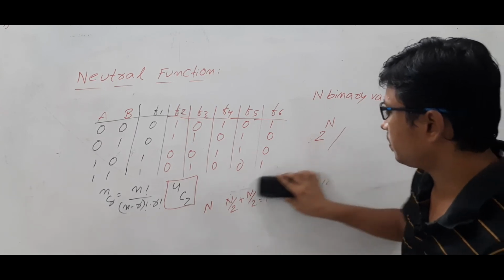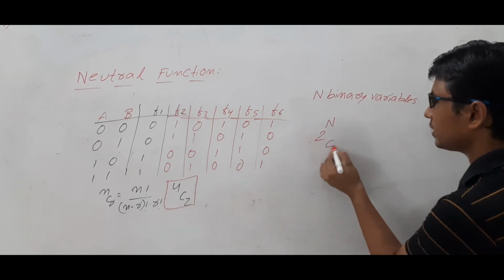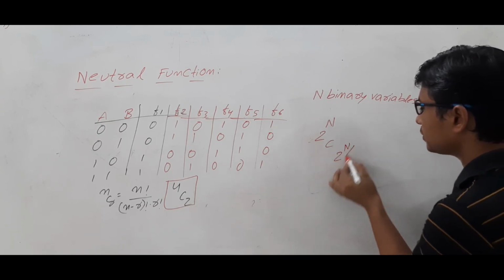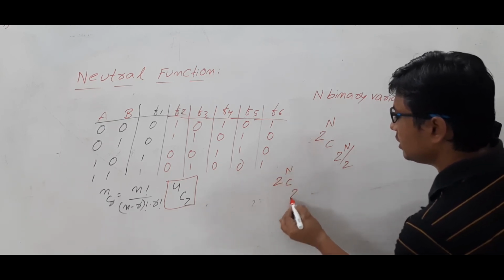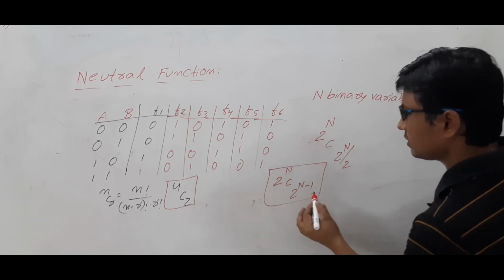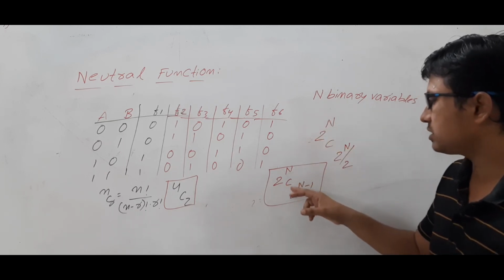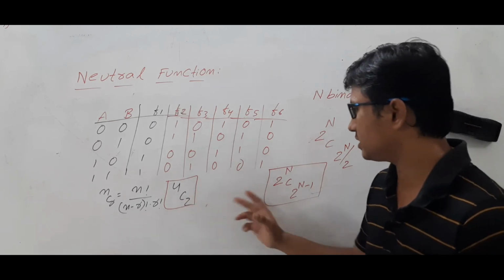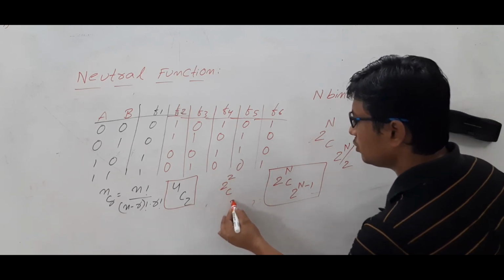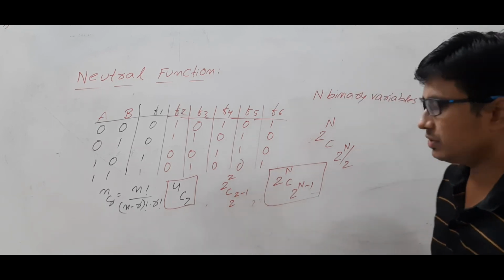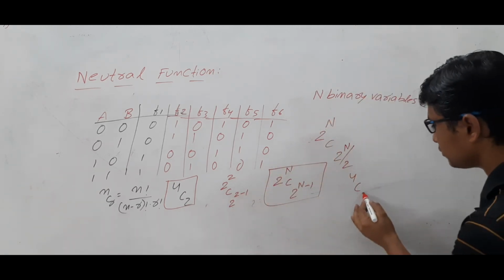So if I have 2 power n combinations, out of that, 2 power n by 2 will be possible. Are you able to understand? Which is nothing but 2 power n c 2 power n minus 1. Is it clear? So this is the generalized formula: 2 power n, where n is the number of binary variables, c 2 power n minus 1. In the same example, the number of binary variables is 2. So 2 power 2 c 2 power 2 minus 1, where 2 power 2 is 4, so 4 c 2 power 1, which is 4c2.